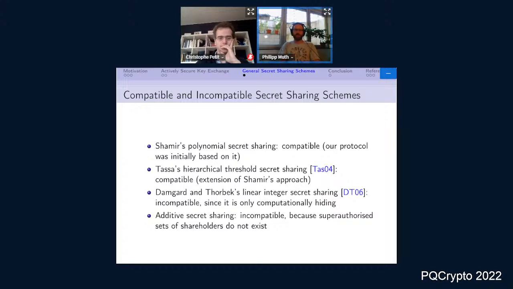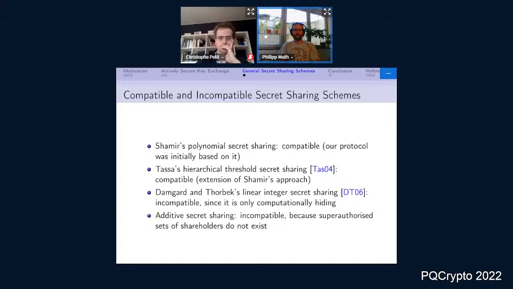And third, Damgård and Thorbek proposed a secret sharing scheme in which integer secrets rather than secrets from Z modulo P are shared. The confidentiality of their scheme is only computational, and so we deem it incompatible with our protocol.